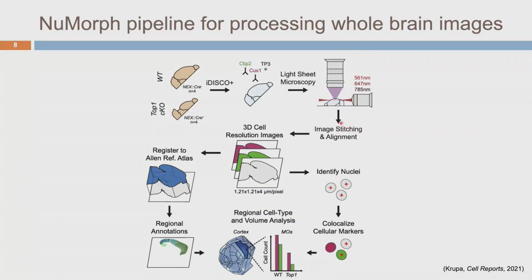This pipeline includes image stitching and alignment across different channels, registration to a defined atlas that is well annotated, as well as quantification of features within the image, which in our case is nuclei, and then to quantify these nuclei and co-localize them with different markers for different cell types. After that, we have maps that show the differences in cell counts between different brain regions here.